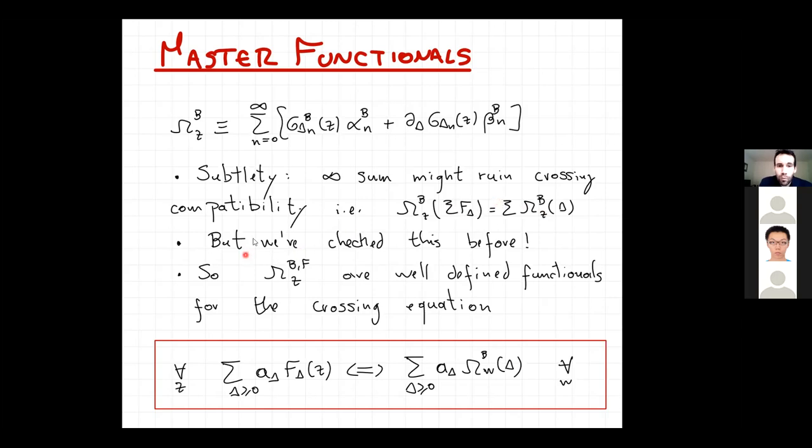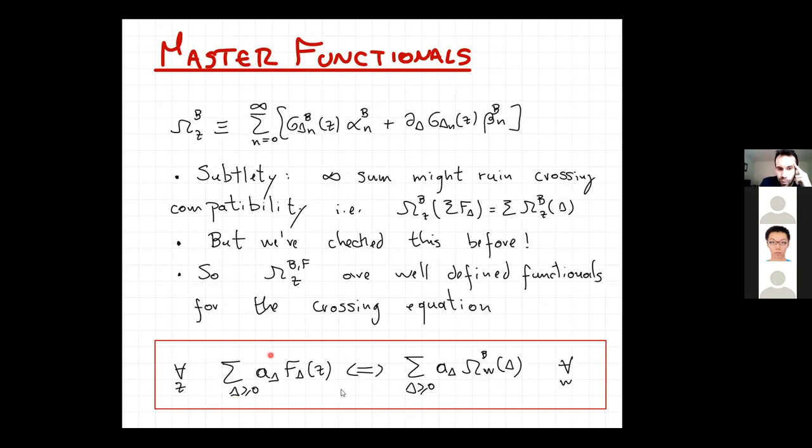Okay, but actually we've already checked this, because the statement that these two things commute is precisely the swapping statement that we discussed, that the sum over n commutes with the sum over delta. So we've already proved this. And so this is actually a perfectly good functional that acts on the crossing equation and which is compatible. So you can swap it over infinite sums. So the conclusion then is that we found a new basis of functionals which is equivalent to the crossing equation.